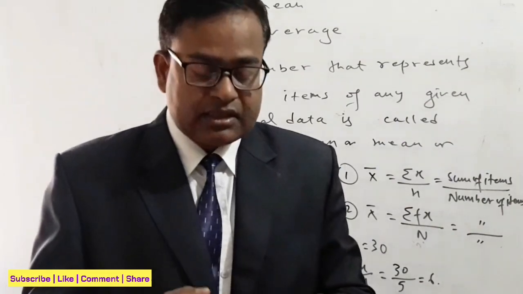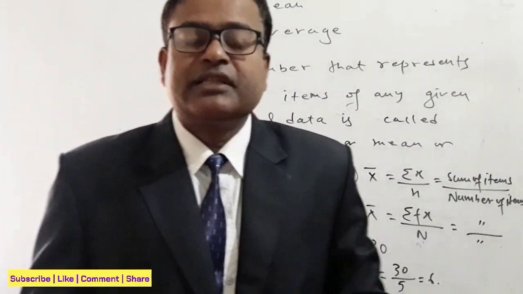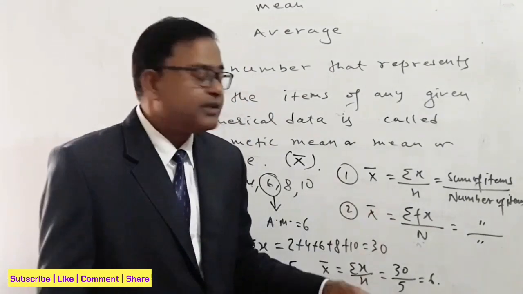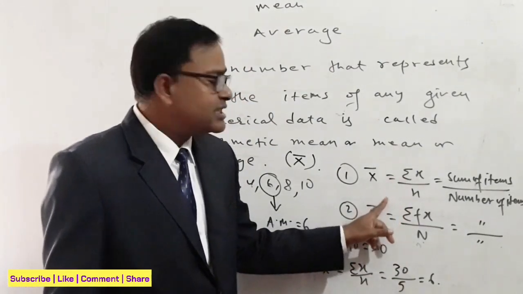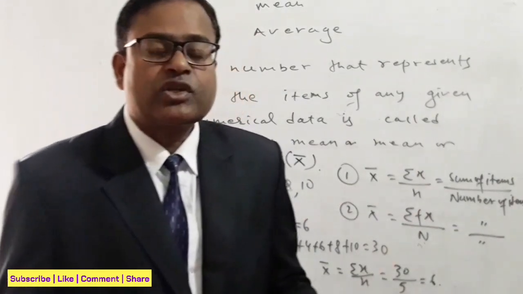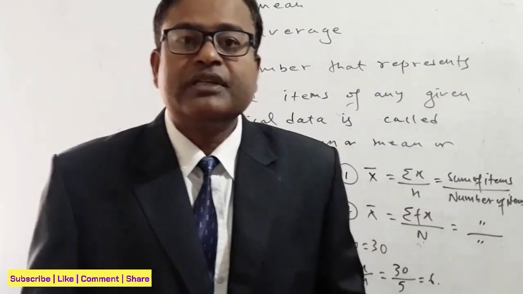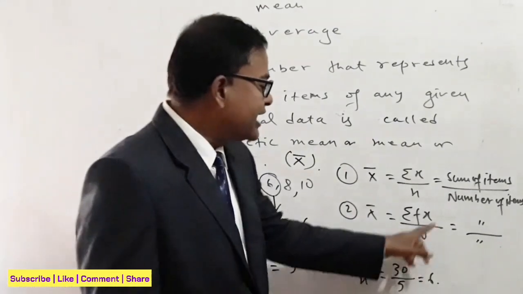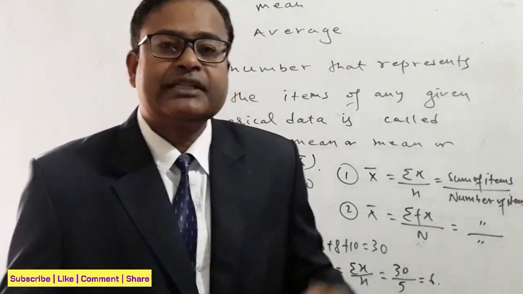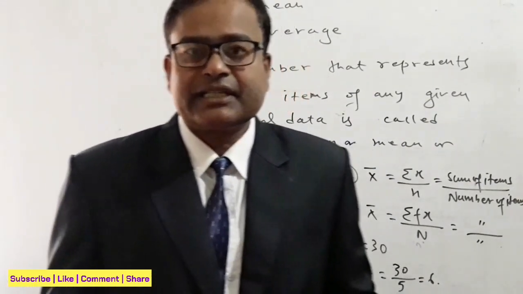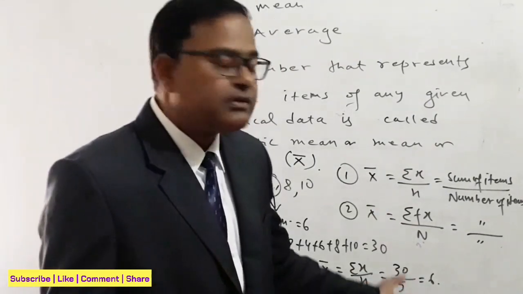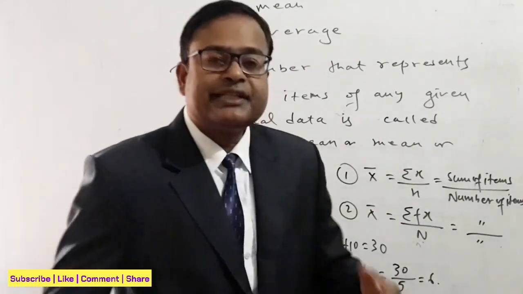So dear students, we can easily calculate, if any individual stage data is given, the average of given data by using the formula x bar is equal to summation x by n. And the second formula is x bar is equal to summation fx by n, which is used for discrete stage data. When items and frequency are given, then the data is called discrete stage data. So dear students, we'll discuss the example of discrete stage data in the next video.